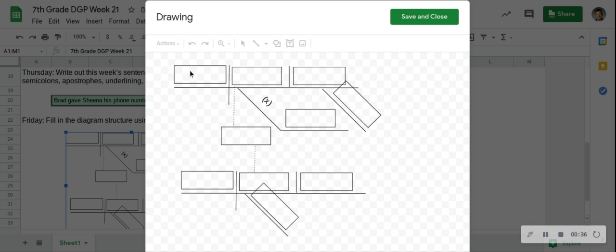So the very first subject that we have is Brad. Brad was the one that did something in the first clause. So Brad did what? He gave. So it's still subject, verb, and then he gave phone number. Okay, Brad gave phone number.